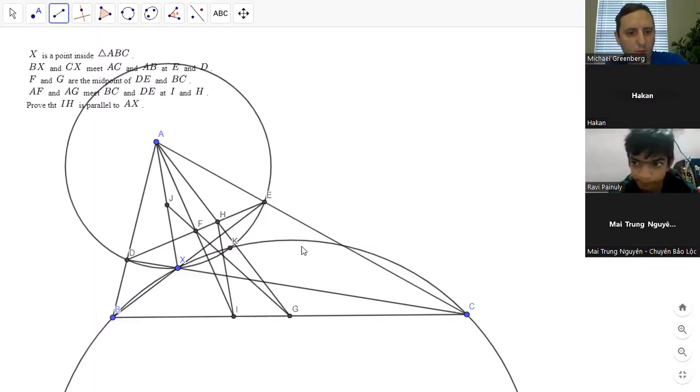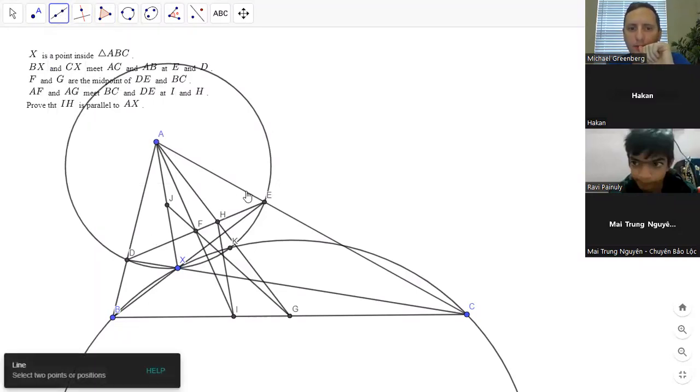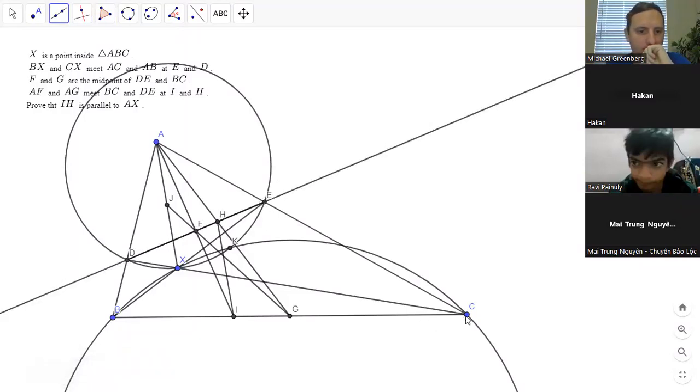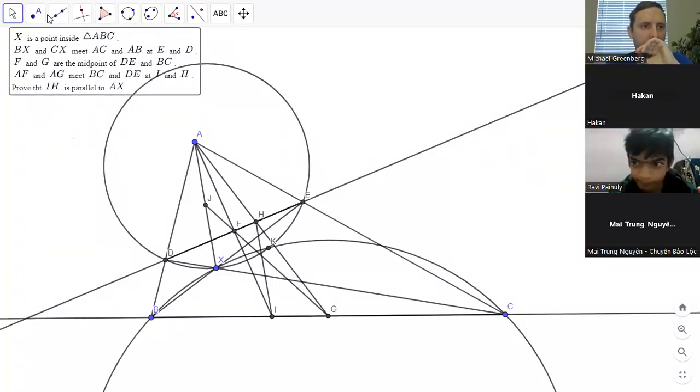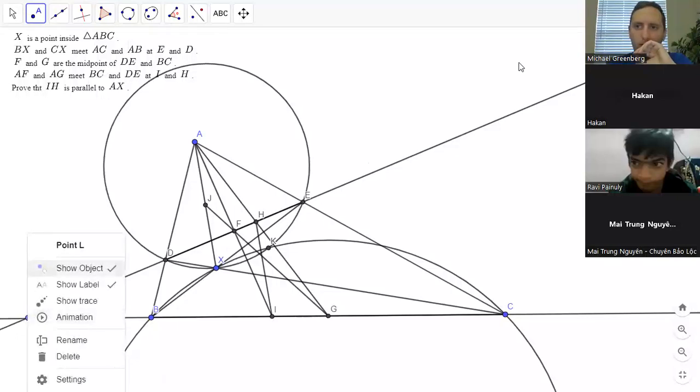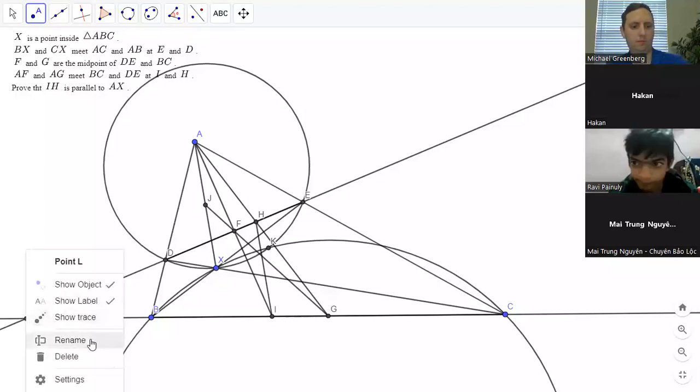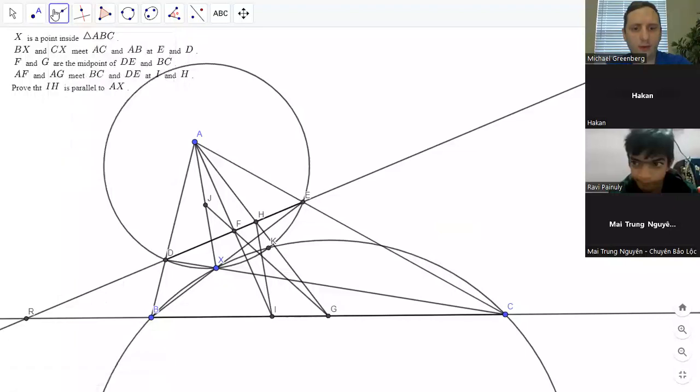Can we project through F maybe? But onto what? That's the question. Maybe let DE and BC intersect at a point. Let DE and BC intersect at R. Then RX, HI, and FG concur. Okay. Let's see. So RX, IH, and FG concur.